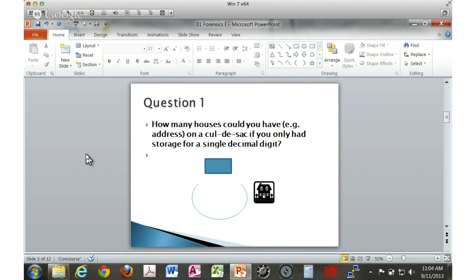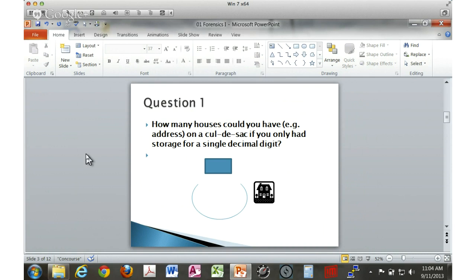And I asked this question yesterday or the day before. How many houses could you have on a cul-de-sac if you only had a single decimal digit for addressing? So what I'm talking about here, of course, is address space. And, of course, we discussed we could have 10 houses ranging from 0 to 9. So the range is 0 to 9. The total number of houses would be 10.